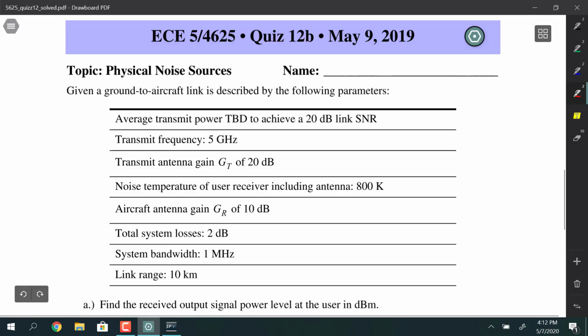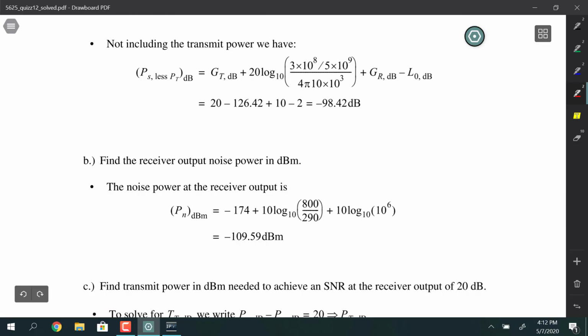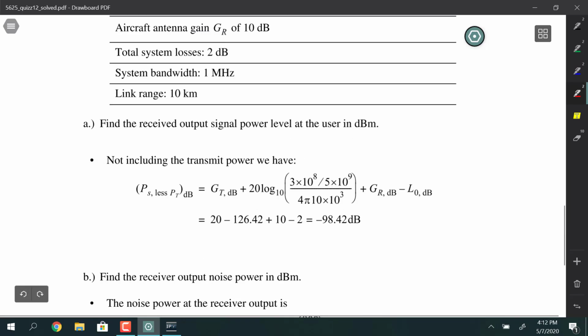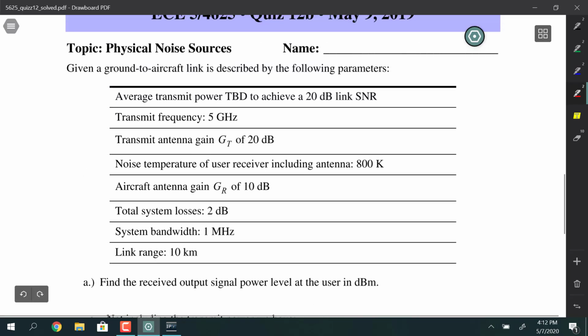The second part of the quiz, I'm not going to do that right now because I want to let you take a look at it. This is like the second problem we were doing in the lecture notes, where we're looking at a link budget. So in this case, you want to find how much transmit power you need to achieve a 20 dB link SNR. So this is turning things around and saying, I want to get 20 dB SNR.